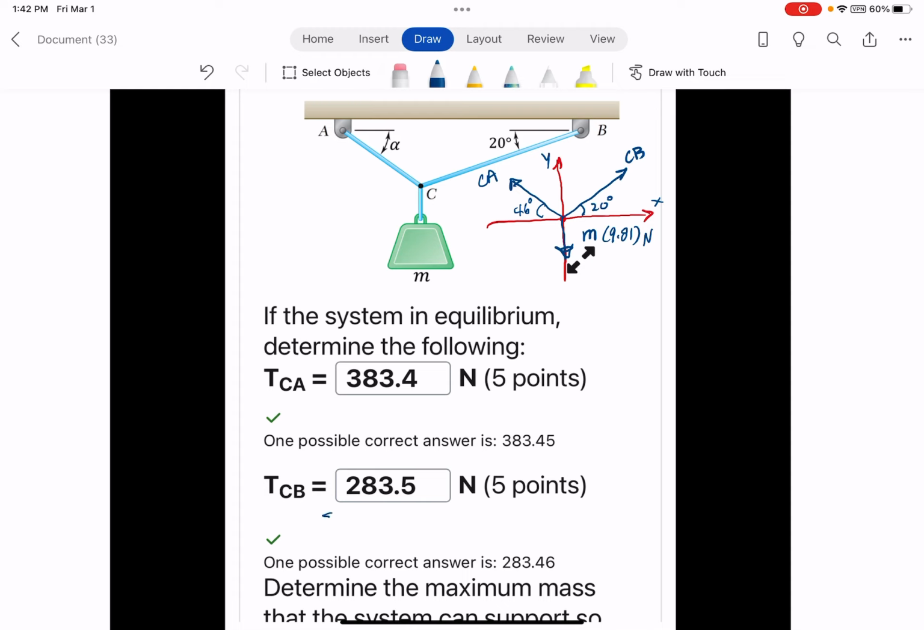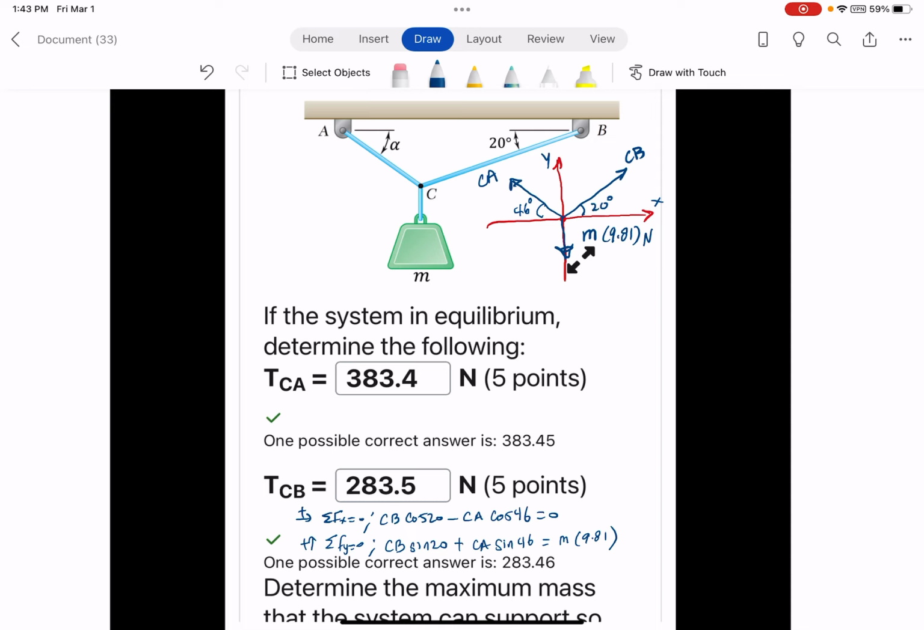Let's look at the summation of forces in x equal to 0: CB cosine 20 minus CA cosine 46 equal to 0. That's the first equation. Summation of forces in y: CB sine 20 plus CA sine 46 equal to mass times 9.81.